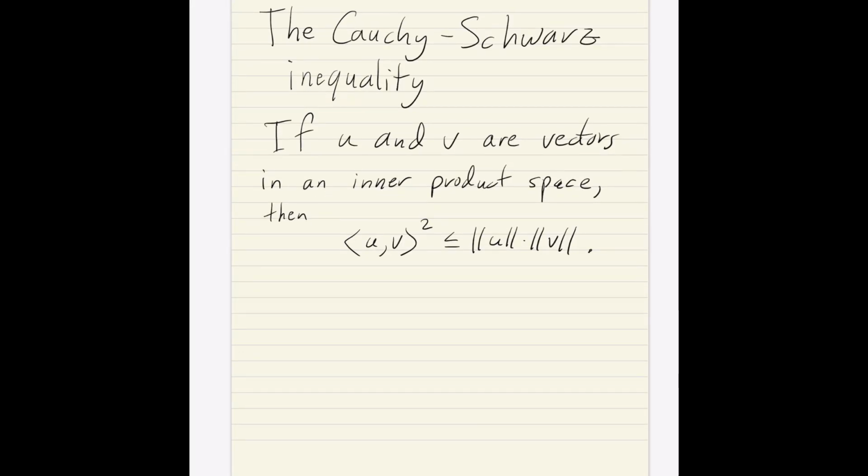Hello, and I'd like to prove another theorem. This one is a famous theorem that's used in other branches of mathematics, and it's called the Cauchy-Schwarz inequality. What the statement says is that if u and v are vectors in an inner product space, then the inner product of u and v squared is less than or equal to the norm of u times the norm of v. So a couple things you want to know before going through this proof.